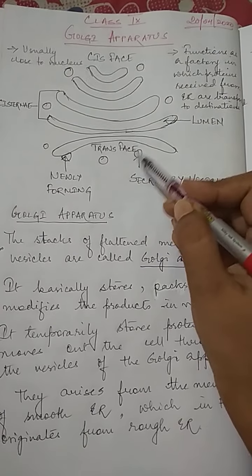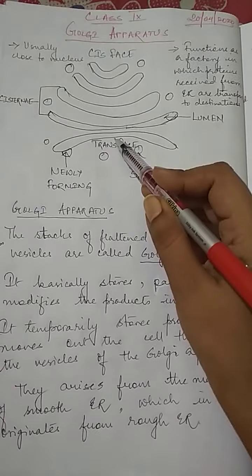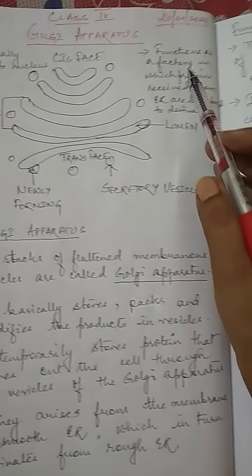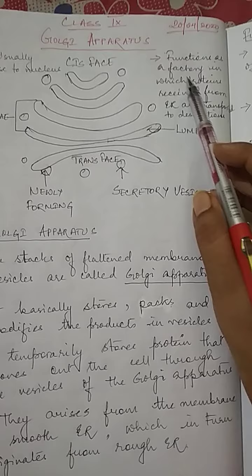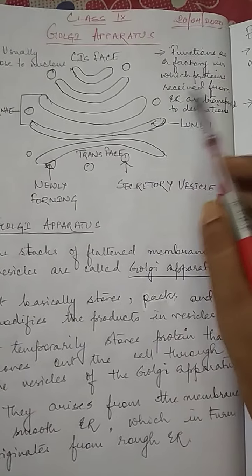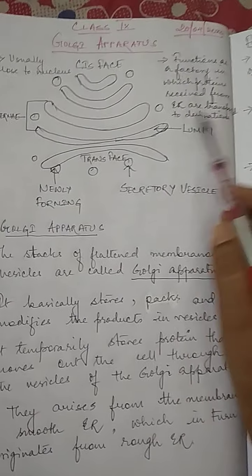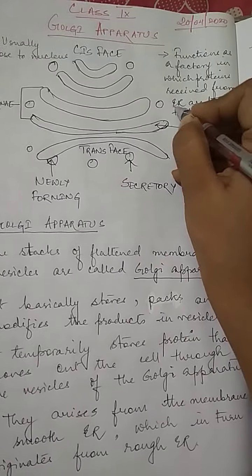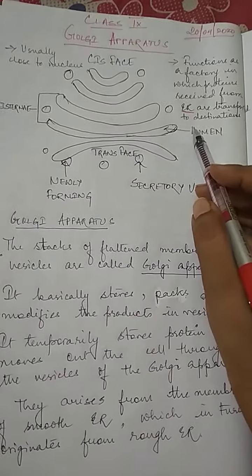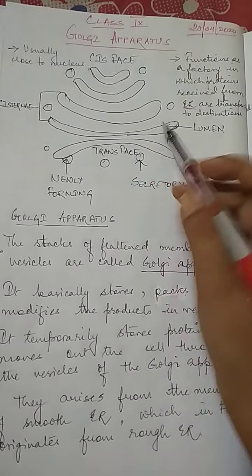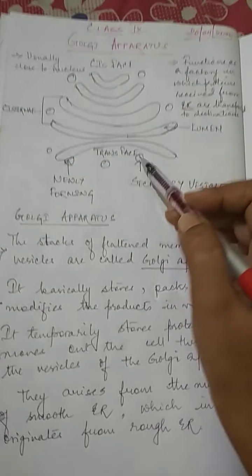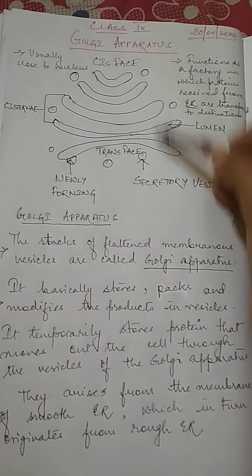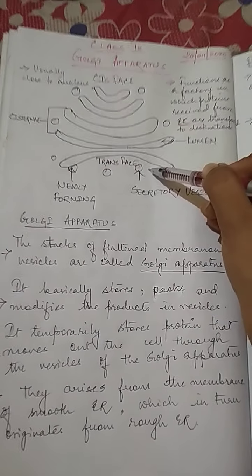These small vesicles come out from the cisternae, and then they travel in the cell. They function as a factory in which proteins received from the ER are transported to their destination. ER we know is endoplasmic reticulum. Whatever they receive from the endoplasmic reticulum, they then send from here in the form of vesicles. So this is the structure of the Golgi body.